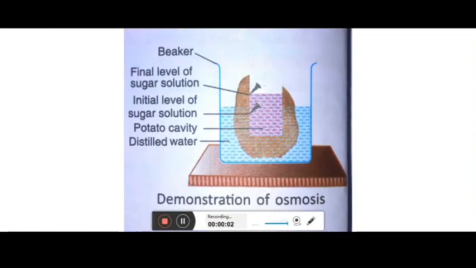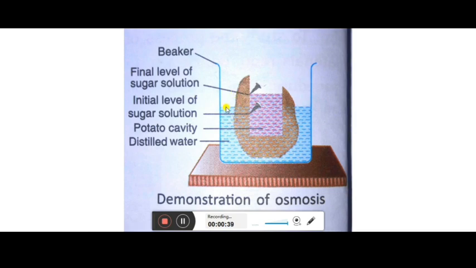Now children, this is the third activity. Here you have to take a big beaker and a potato. First, peel the potato properly and make the base flat. Then make one big, deep cavity at the center of the potato. Then this potato will be placed inside the beaker. Since the bottom is flat, it will remain standing.